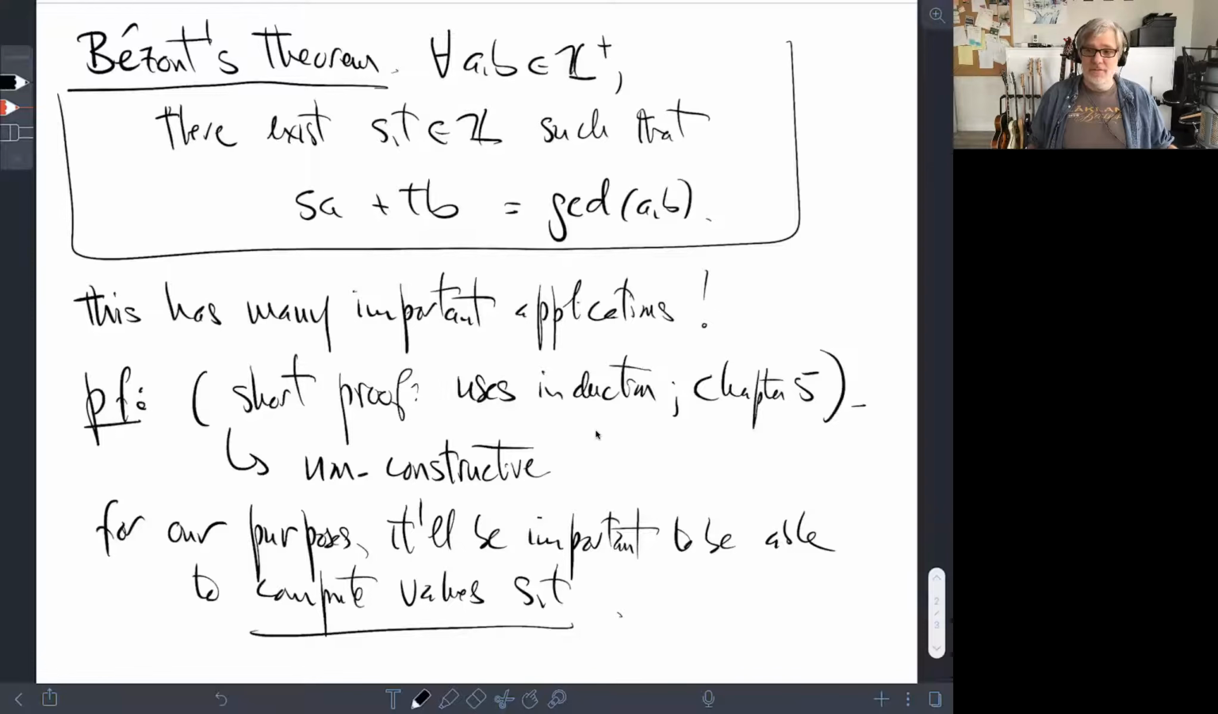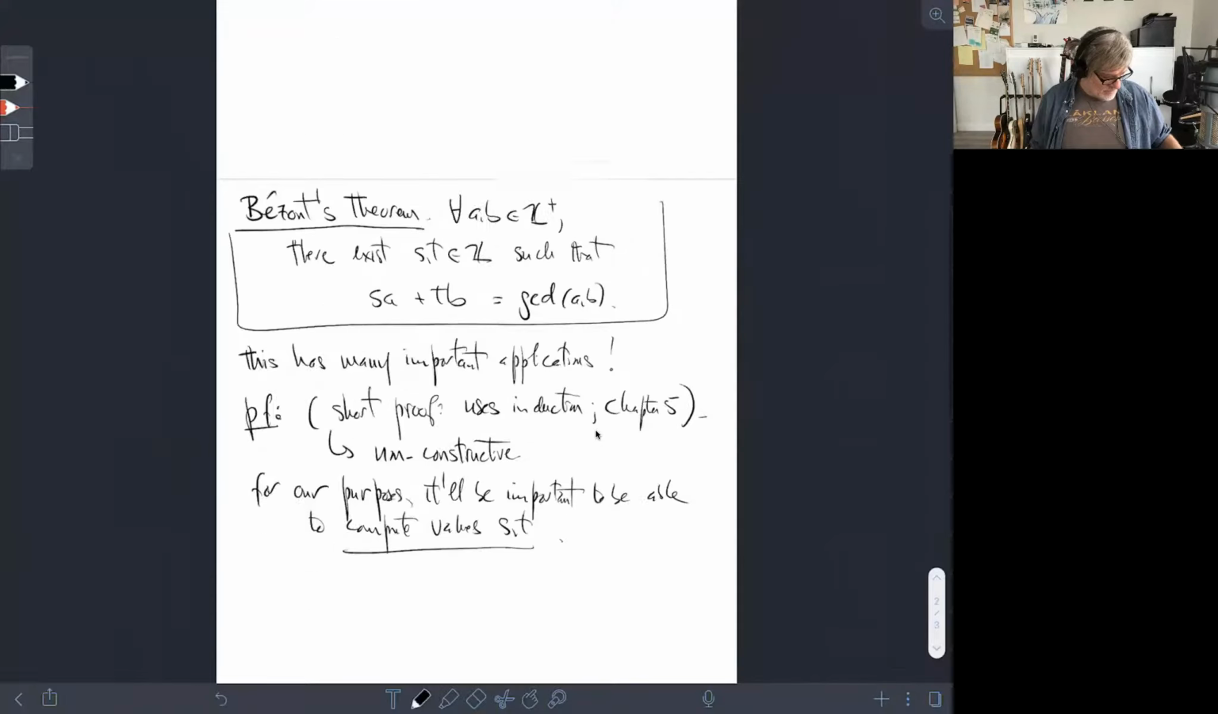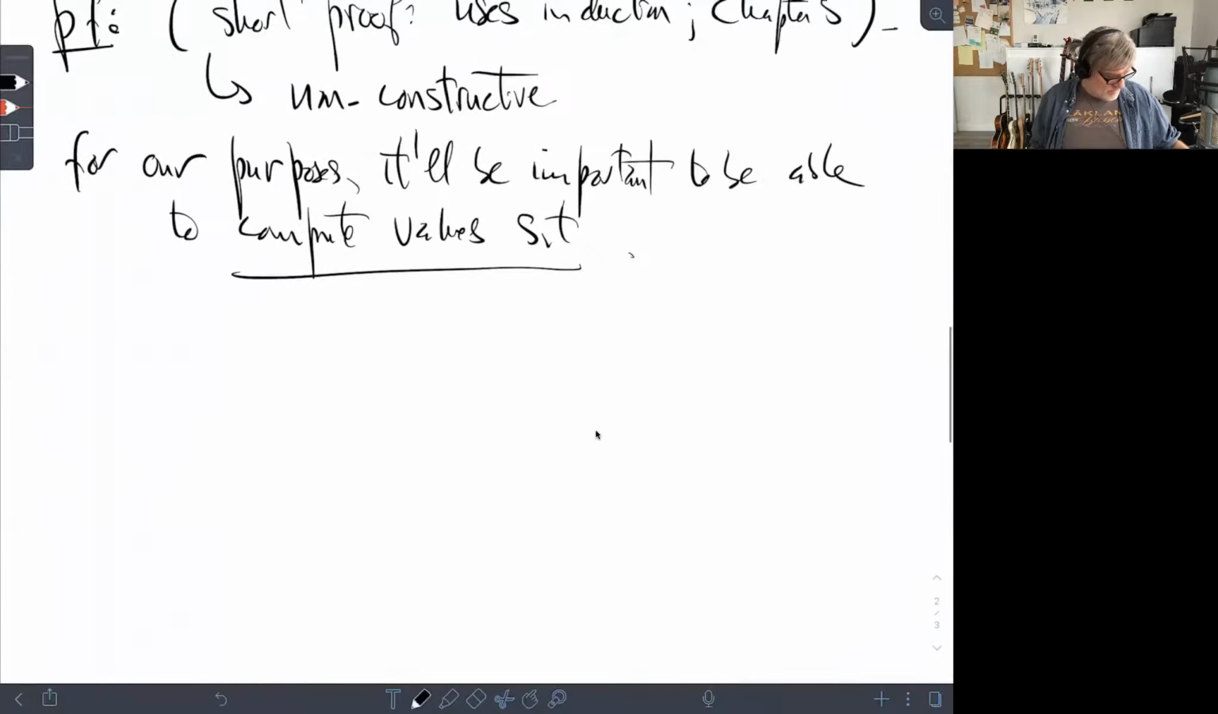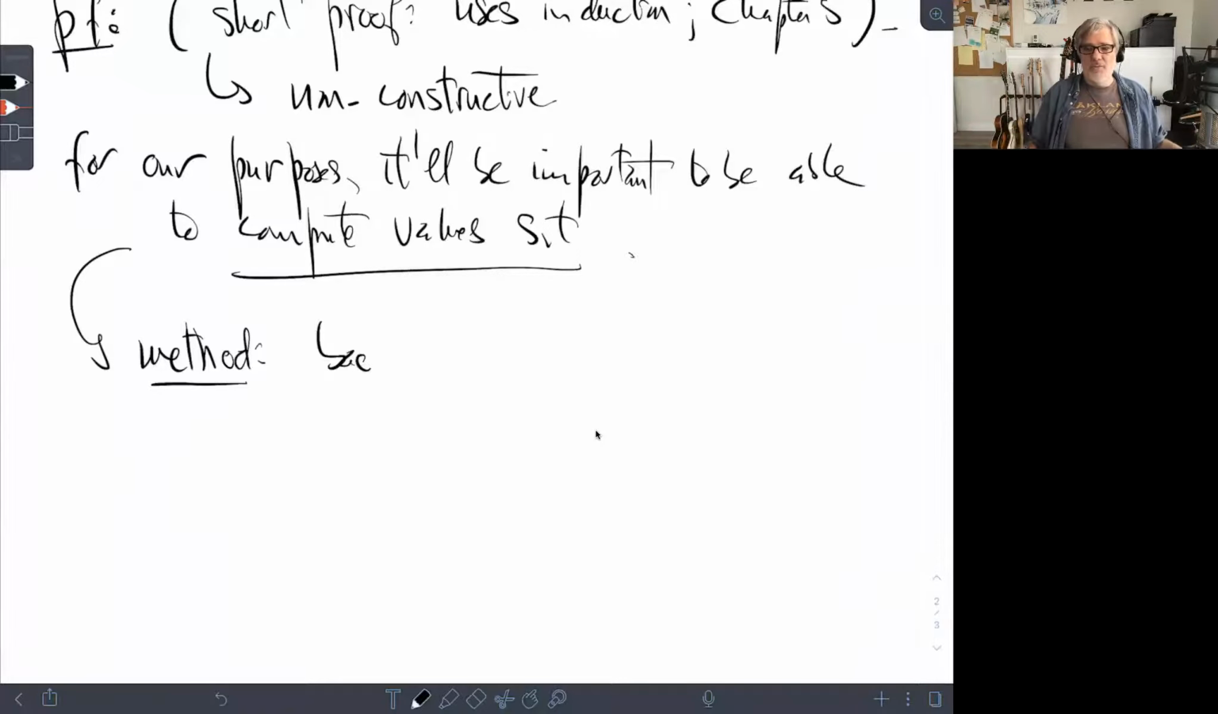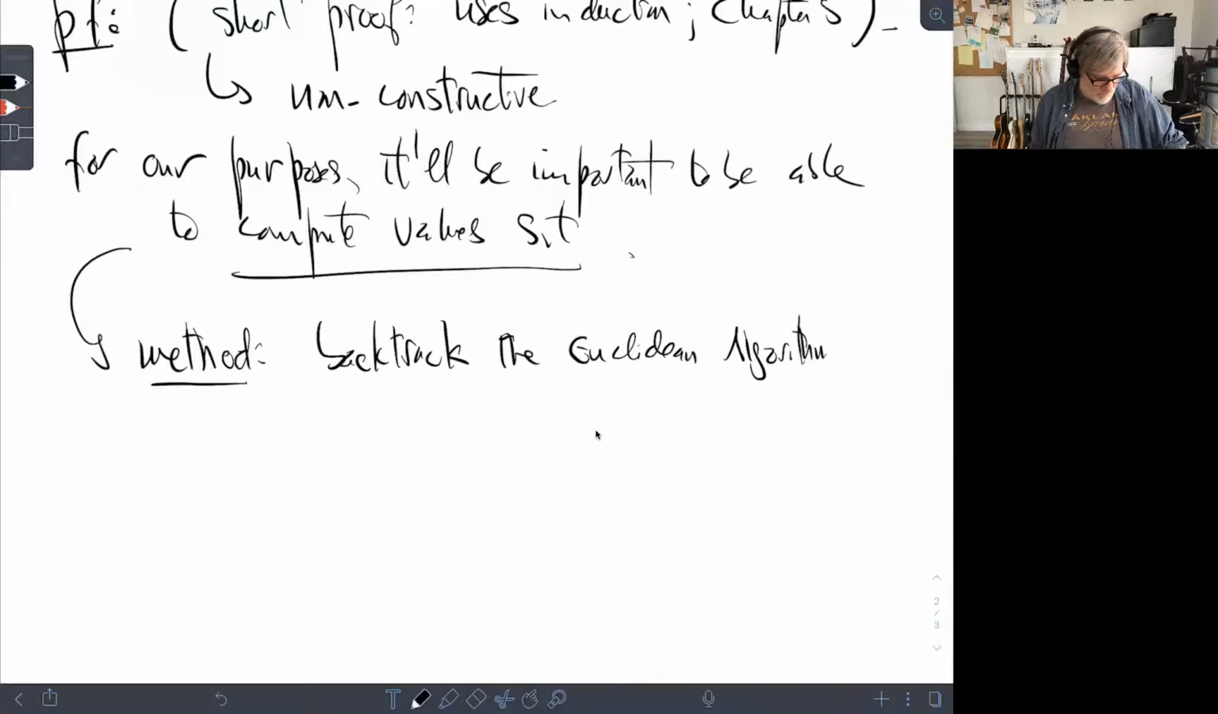The very fast way to do it is using the Euclidean algorithm. So here is the method, which by the way is another proof of the existence of s and t. I'm not going to do a formal proof here, but you'll see how you can compute s and t every time. It's to backtrack the Euclidean algorithm. This is the way to find s and t.